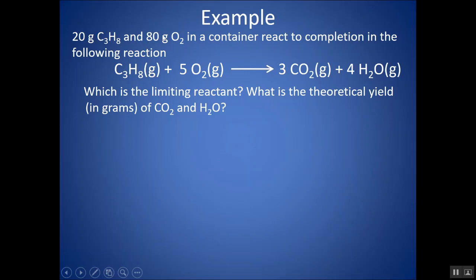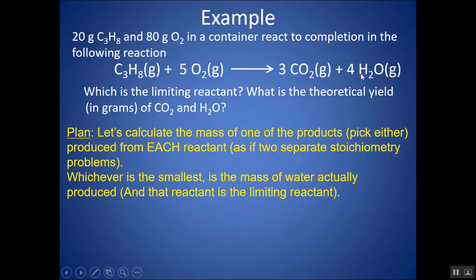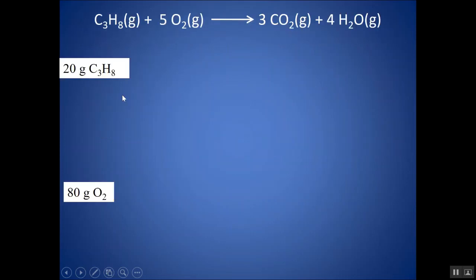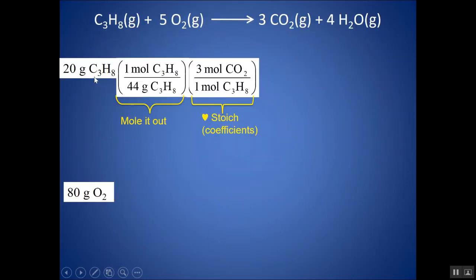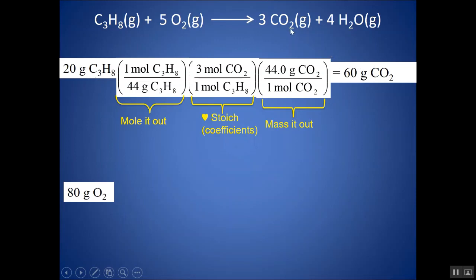So again, I'm going to take each reactant and turn it separately into a product. And notice here I have 2 products, so feel free to choose either one to figure out the limiting reactant. Either turn them both into CO2 or turn them both into H2O. Here I'm going to turn the C3H8 into CO2. I have to mole it out, then use the coefficients, and then turn it back into the mass of CO2, since that's what they asked for.